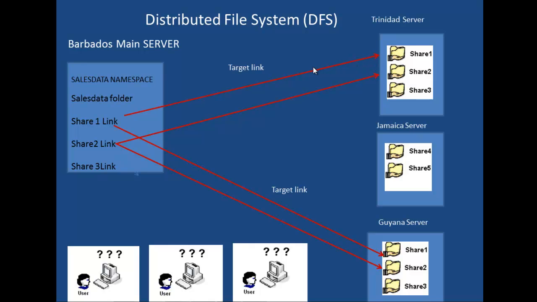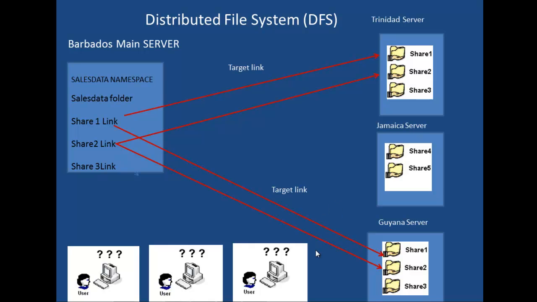For example, share 1 on the Trinidadian server, we create what we call a target link, and that target link is placed in a folder in the Barbados namespace, which is called sales data namespace. You also have share 1 here, linking to share 1 in Guyana. You have share 2, linking to the backend share here in Trinidad. And we also have share 2, linking to the Guyana share.